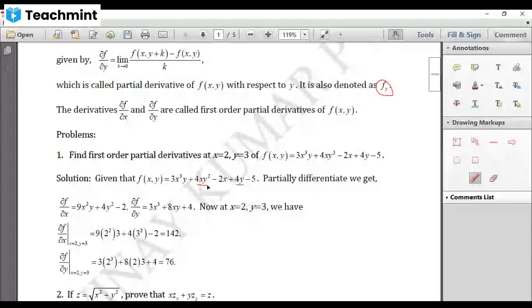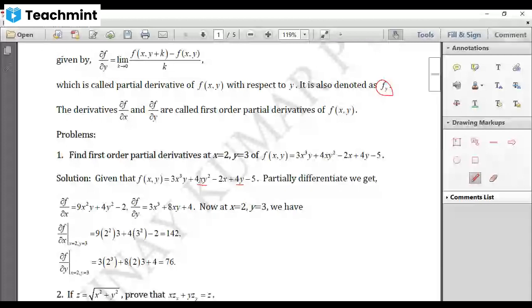Now, partially differentiate this with respect to y. ∂f/∂y is equal to 3 and x cube are constant because you are partially differentiating with respect to y. When you are differentiating with respect to y, y is the only variable, everything else is constant. So 3 and x cube are constant. What is the derivative of y with respect to y? 1. So 1 into 3x cube is 3x cube.